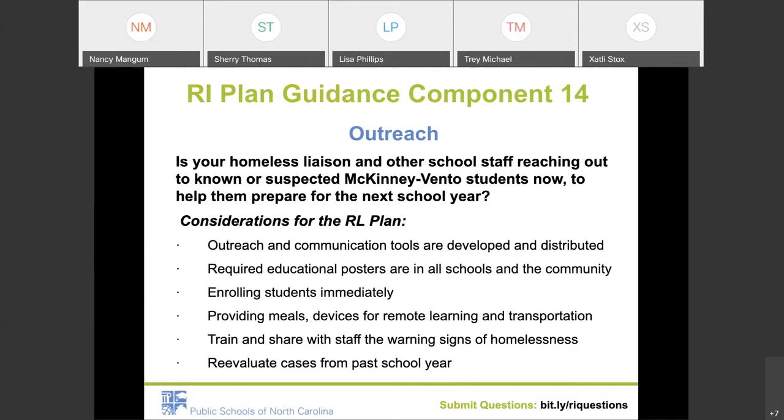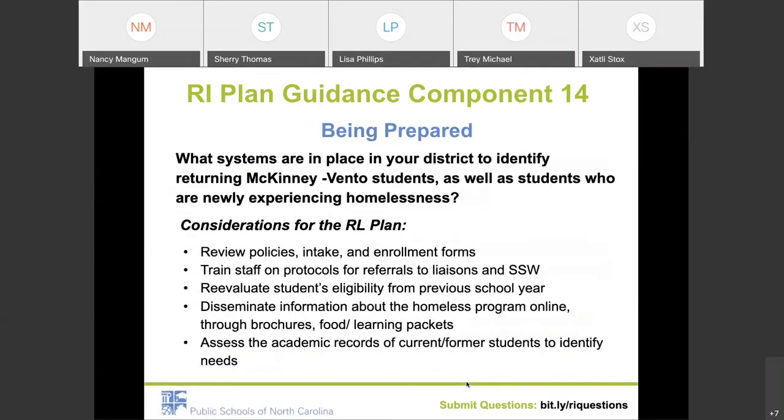The next slide is on being prepared. This dovetails into the last points I made. With the current levels of unemployment, it is likely that all districts will see an increase in homelessness among families, particularly those who have never experienced it before and who lack familiarity with available resources and systems. You're going to want to make sure your systems are in place to identify returning McKinney-Vento students, as well as students who are newly experiencing homelessness.